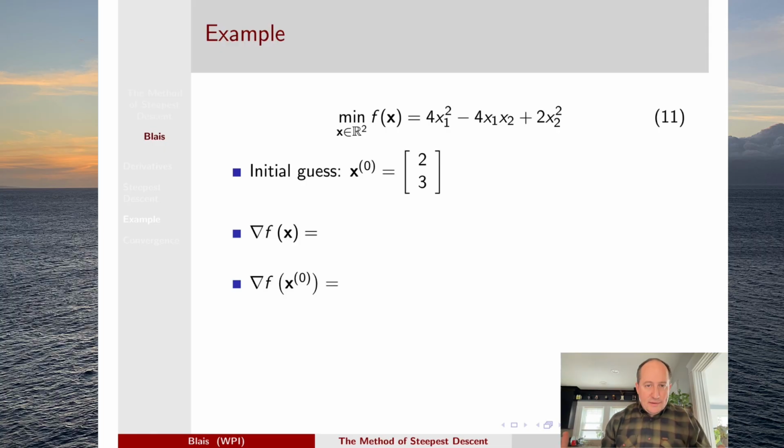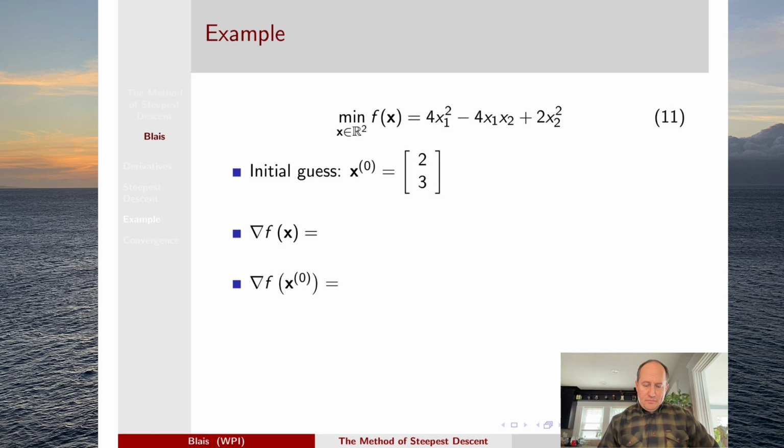And like any optimization algorithm, these things become much more manageable and understandable when we look at an example. So let's look at this example here. Minimize the function f of x, which is 4x1 squared minus 4x1x2 plus 2x2 squared. And we're going to start with an initial guess of (2, 3).